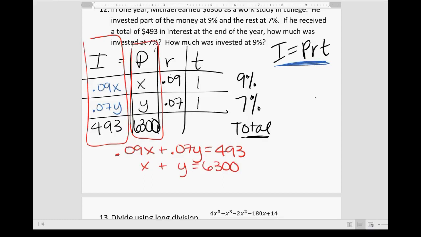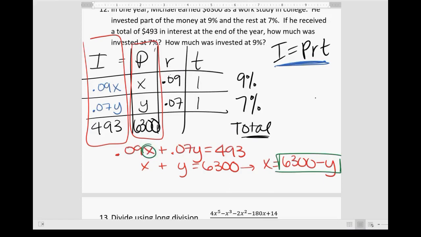I would probably use substitution. You could be fancy and use elimination. It's up to you. Whatever floats your boat. So I'm going to use substitution. I'm going to work with that second equation, and I'm just going to pick a variable to solve for. I'll solve for x. So that'll be x equals 6,300 minus y. I'm going to take this expression that's equal to x, because this x is the same x in the other equation, and plug it in here.